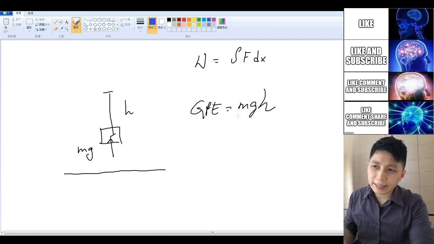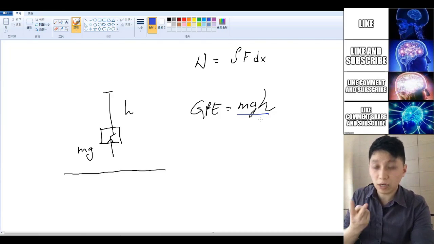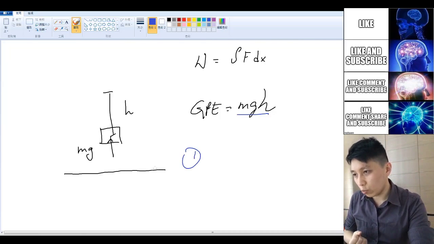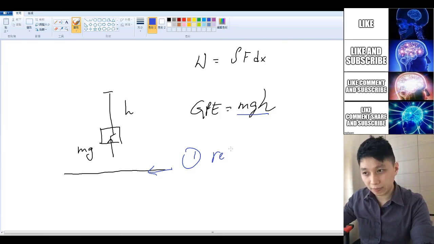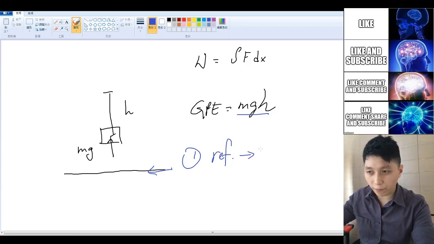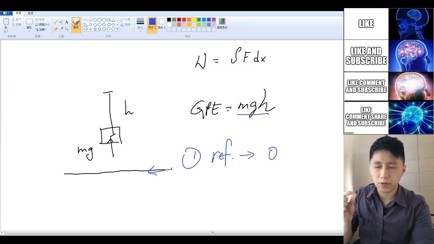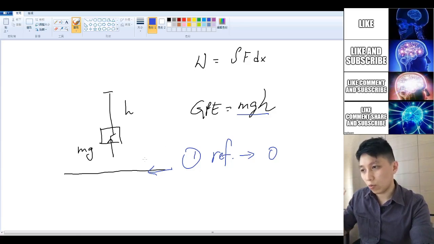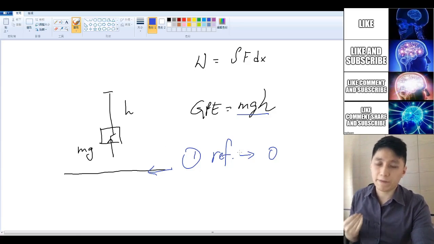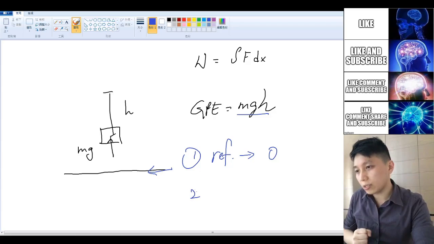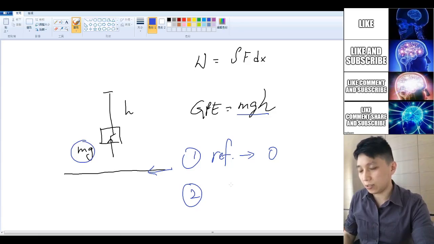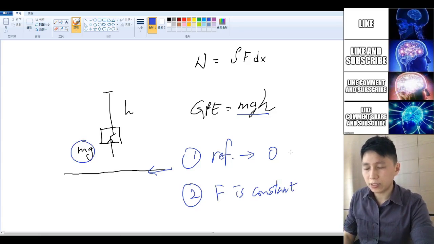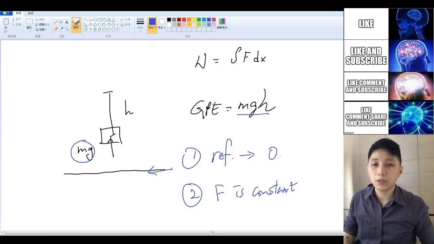However, in order to get this to be valid, we have two assumptions. One is that we are assuming on the ground this is the reference, and what we mean by reference would be this is zero gravitational potential. And so whenever you lift up, then you gained the gravitational potential. More importantly, is referring to the weight. It remains constant. So F is constant. Gravitational force is remaining constant throughout the whole distance.